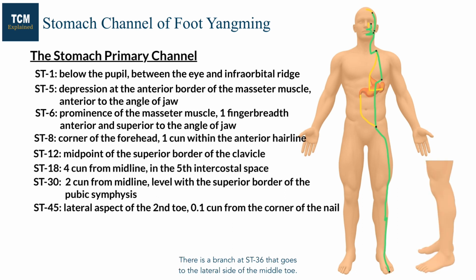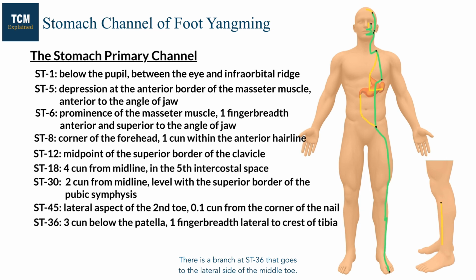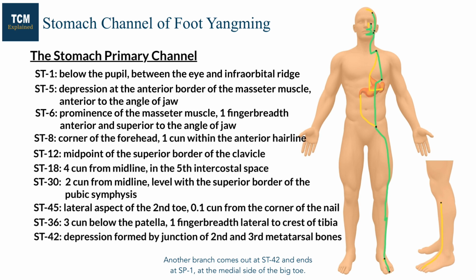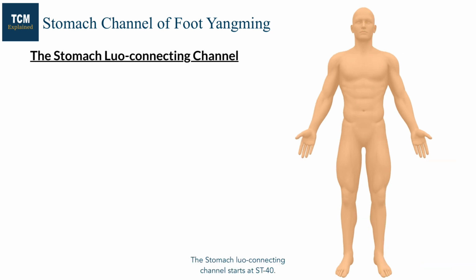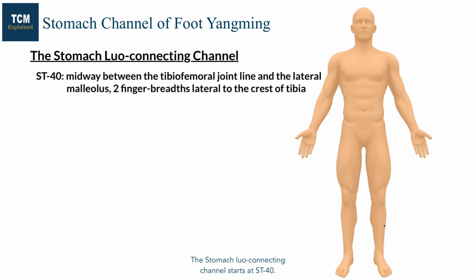There is a branch at ST36 that goes to the lateral side of the middle toe. Another branch comes out at ST42 and ends at SP1 at the medial side of the big toe. The stomach luo-connecting channel starts at ST40. It goes up along the medial aspect of the lower leg to join the spleen channel. It continues to ascend to the nape and head, then ends at the throat.